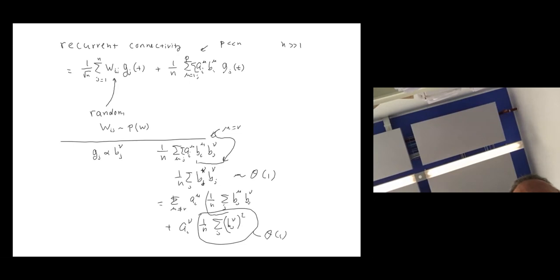Okay, so quiz number 1: if the mu term and the nu term are uncorrelated, how big is this term? Anybody know? Anybody want to guess? No takers.